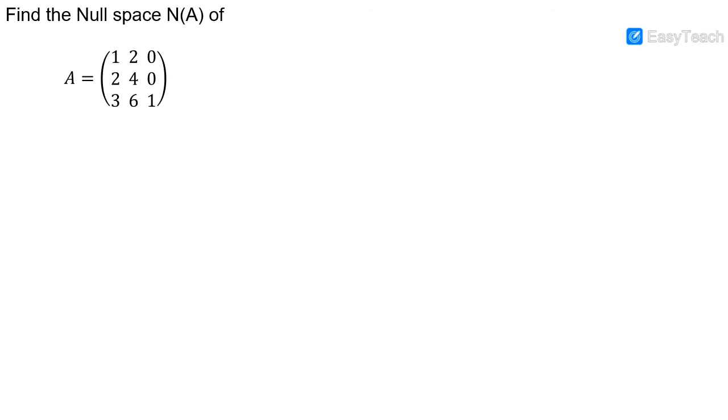Let us solve some problems under null space. First one, we need to find the null space of a given matrix A. It's a 3 by 3 matrix. The elements are 1, 2, 0, 2, 4, 0 and 3, 6, 1. This corresponds to row 1, R1, R2 corresponds to row 2, R3 corresponds to row 3. We'll reduce this matrix into echelon form.